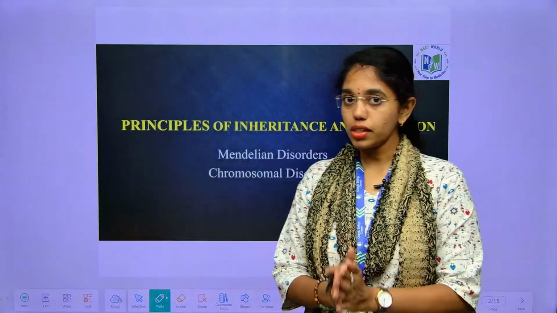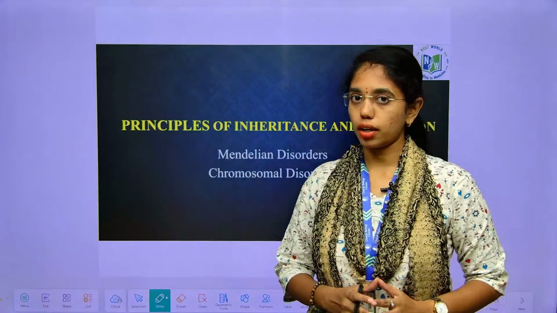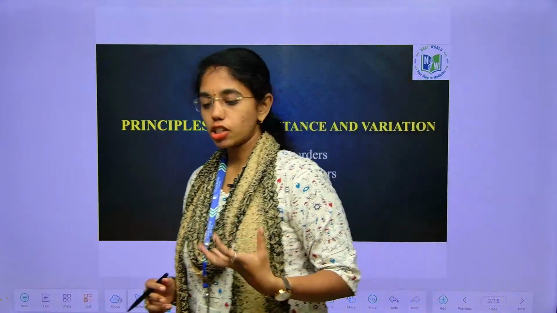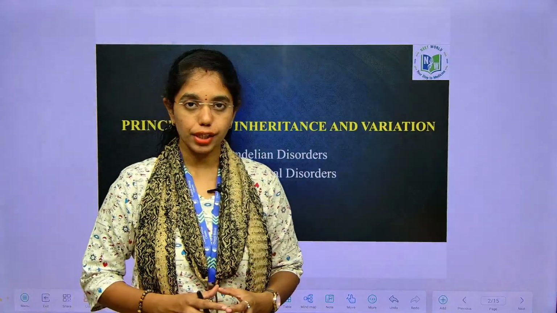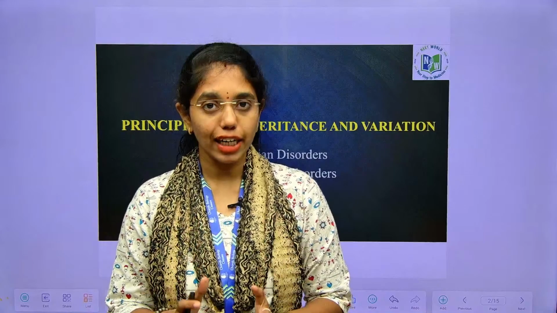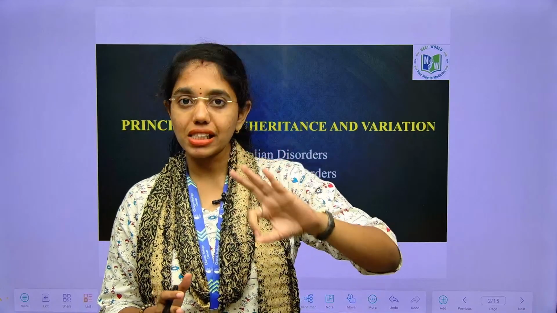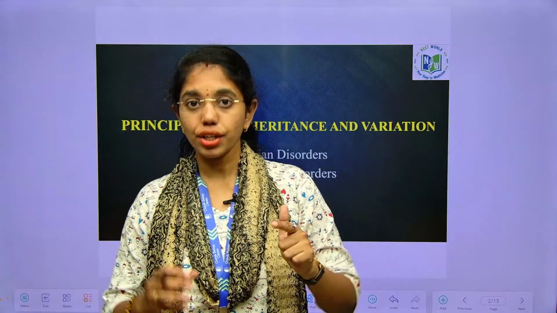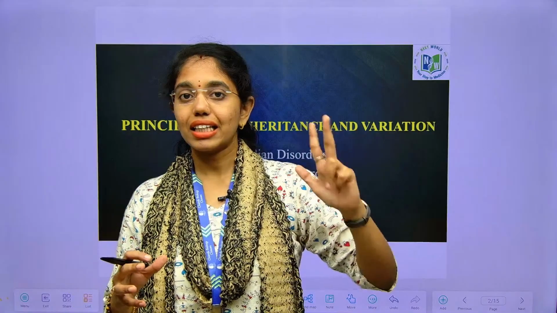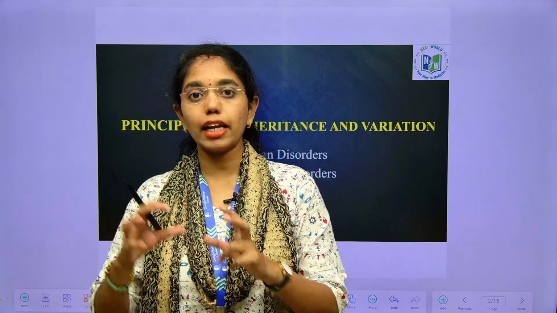Today we are going to discuss Mendelian disorders. We have two sets of disorders that we have to cover from the chapter Principles of Inheritance and Variation. In yesterday's class, we clearly dealt with three principles given by Mendel. One is the law of dominance and the law of segregation, where he derived these laws from the monohybrid cross. Third is Mendel's law of independent assortment, which is from the dihybrid cross.